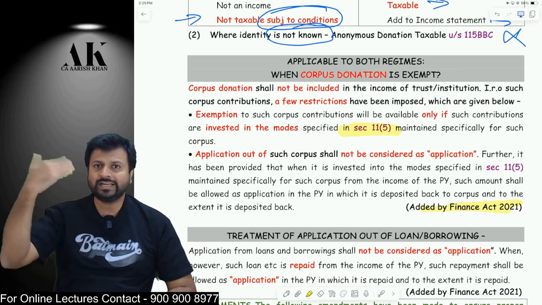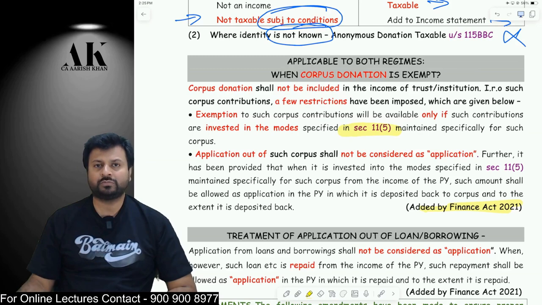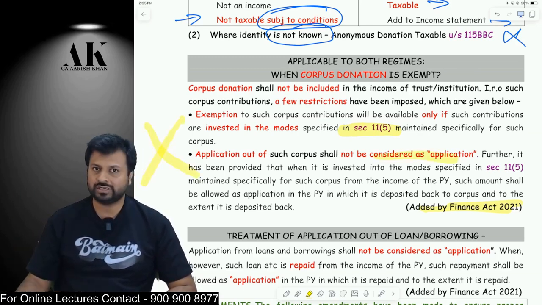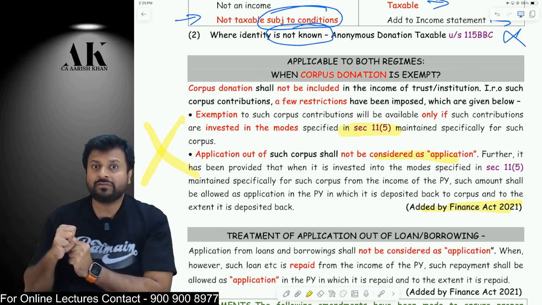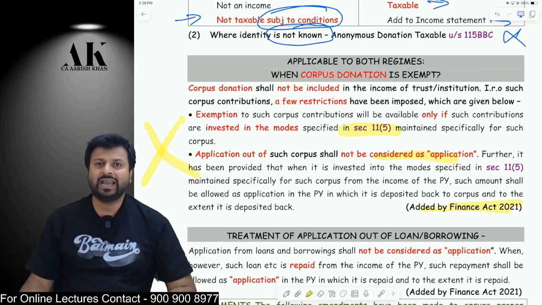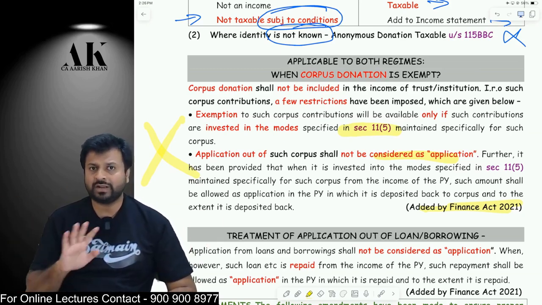Okay. Now, in the next year, when you withdraw that money from the corpus donation and you apply that for the objects of the trust, that is not allowed as an application. So in the next year, when you withdraw that money from the 11.5 mode and apply that for the objects of the trust, it will not be allowed as an exemption, it will not be allowed as a deduction, it will not be allowed as an application.